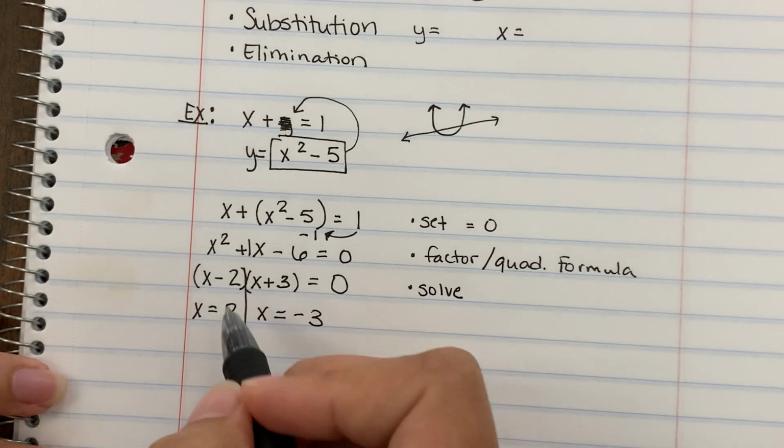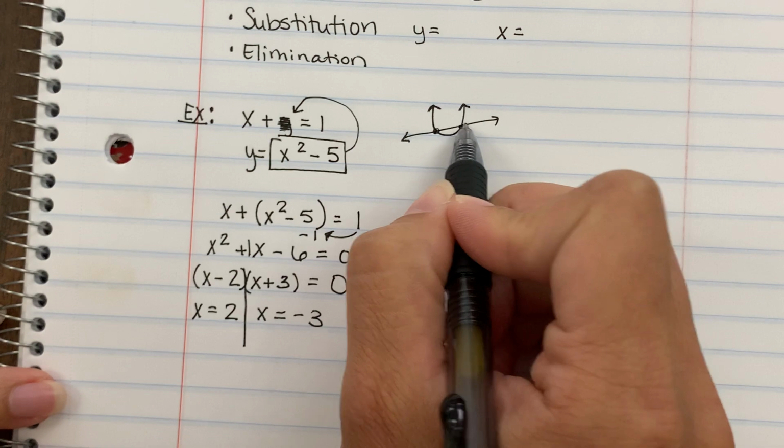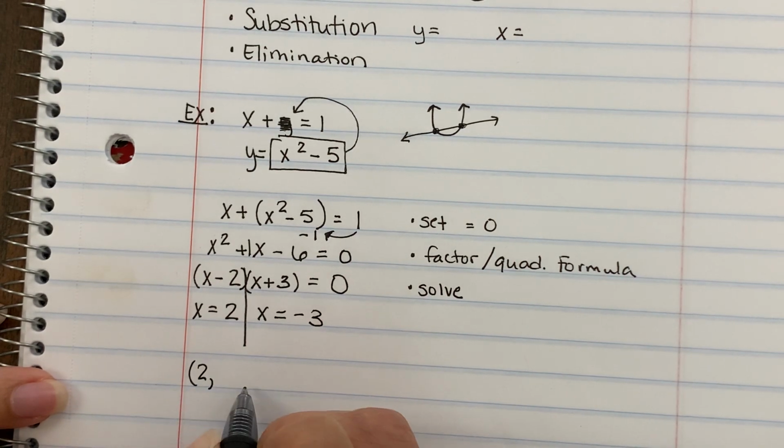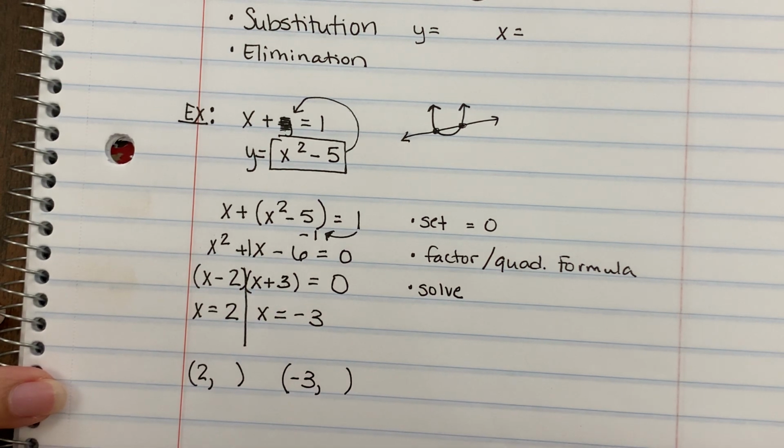The next thing you're going to do is figure out these two points, so I need to figure out what these two ordered pairs are. I know the first one is 2 for my x, but I gotta figure out what that y value is. The second ordered pair is -3, and I have to figure out what that y coordinate is.